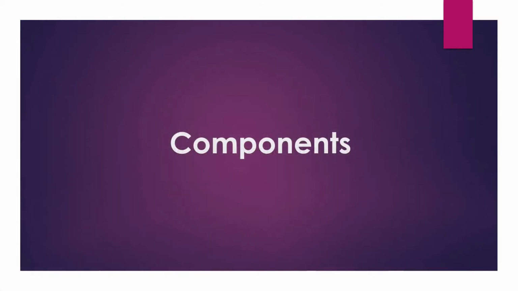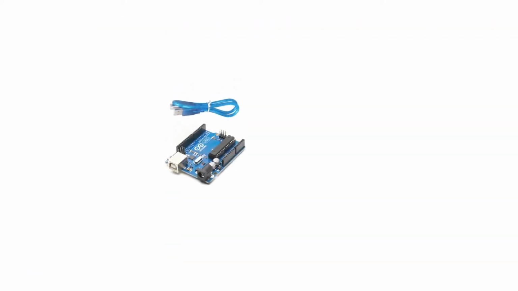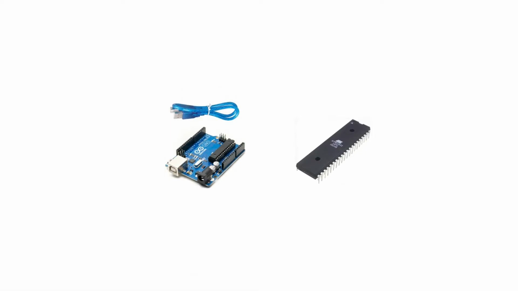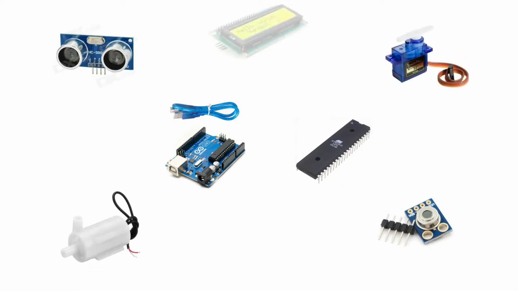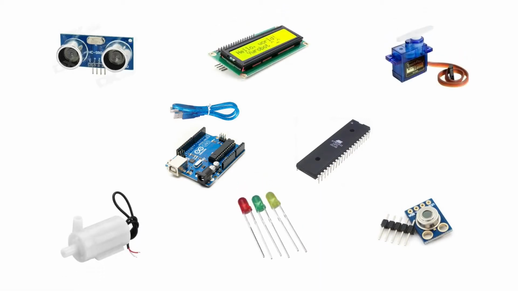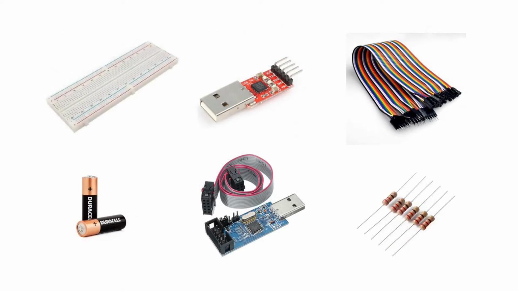Moving to the components that we used in our project: Arduino Uno and ATmega32 as our microcontrollers. For sensors, ultrasonic sensor and temperature sensor, submersible pump, servo motor, LCD display and LED light. Also we used breadboard, USB to TTL, wire, battery, USB ASP and resistance as additional components.